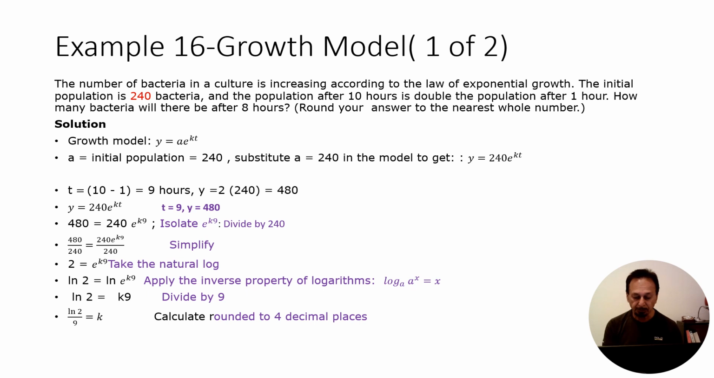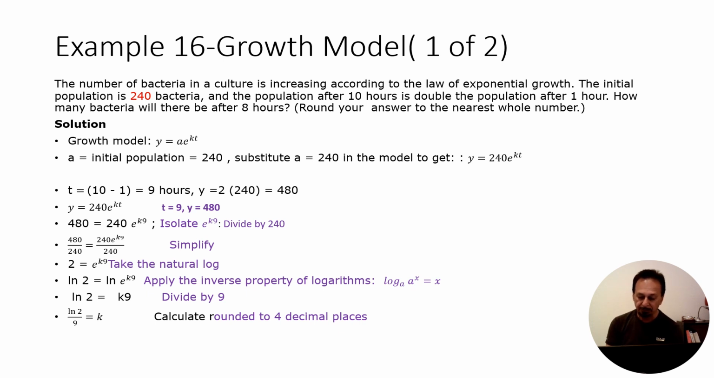So this equation becomes 480 equals 240 times e to the k times 9. Now it's an exponential equation, and we have to isolate this e to the k times 9, so we have to divide by 240. We divide both sides, we get 480 over 240 equals 240 over 240 times e to the k times 9. So it simplifies to 2 equals e to the k times 9.